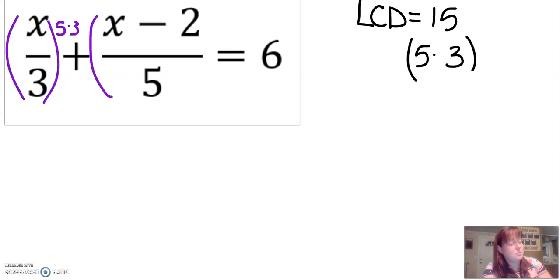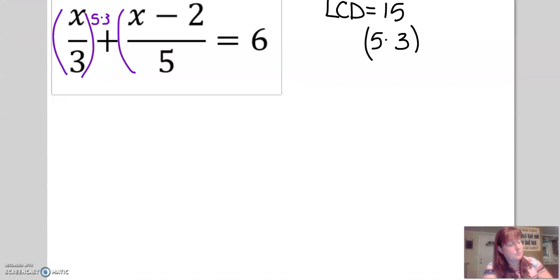Should have given myself some more room, shouldn't I? All right, I think we're going to come down here. Let's see. That one's 5 times 3.